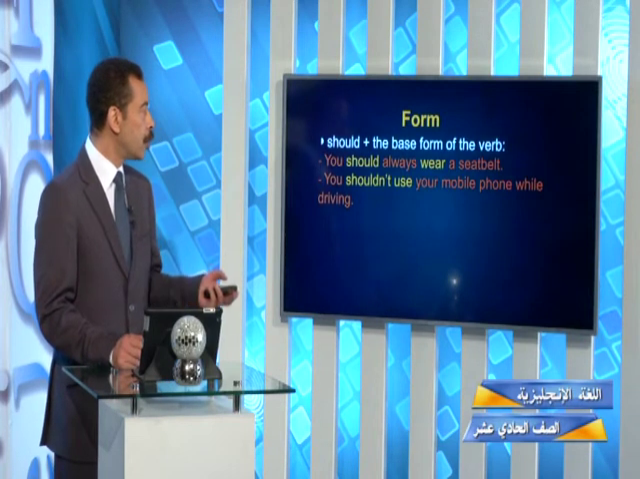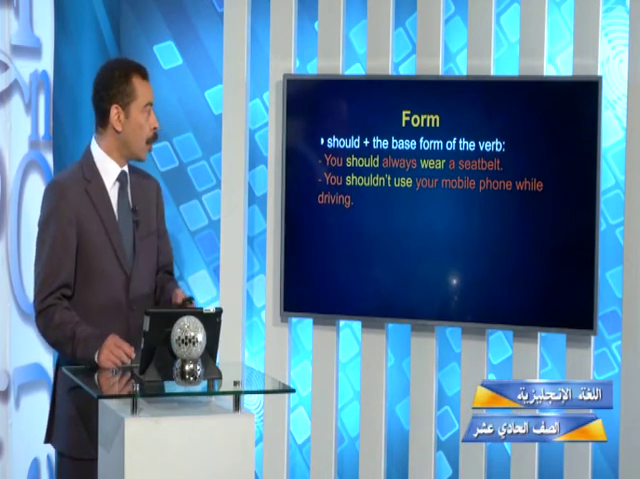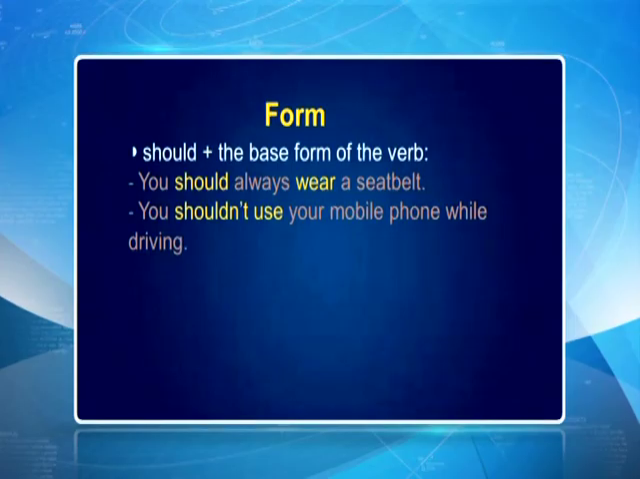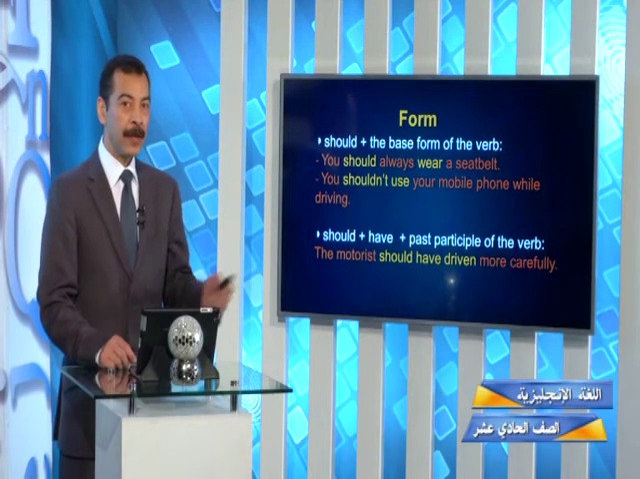We use should plus the base form of the verb, like in the examples, you should always wear a seat belt, or you shouldn't use your mobile phone while driving. Now this is the form. Next we have should plus have plus past participle of the verb, like in the example, the motorist should have driven more carefully. All right, now that we have seen the form of should and should have, let's move to the meaning or the use of should and should have.